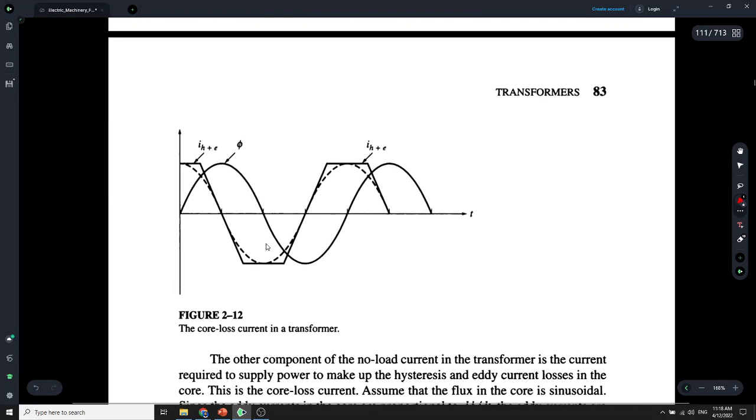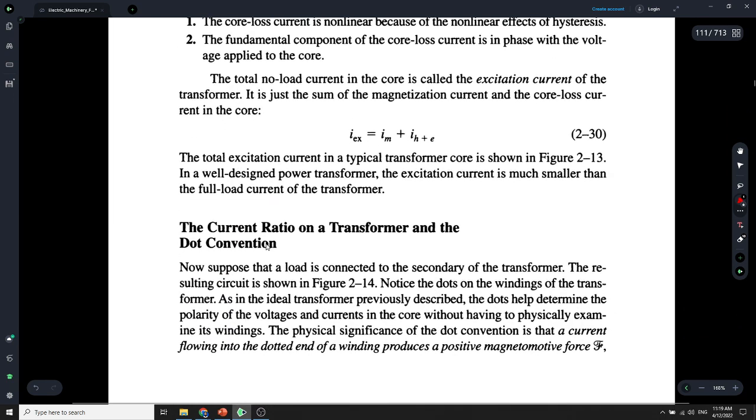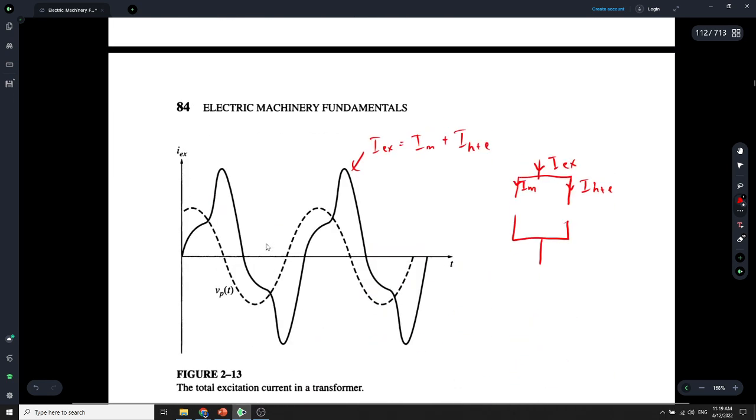For IH, the eddy current and hysteresis losses, we can see that IH is in phase with the voltage, the dashed line here. Since it is in phase with the voltage, we can assume it as a resistor. So the component we can add here is a resistor, which we call RC.